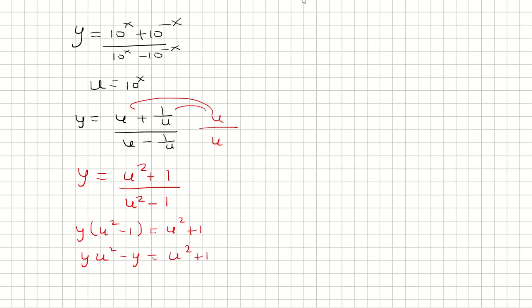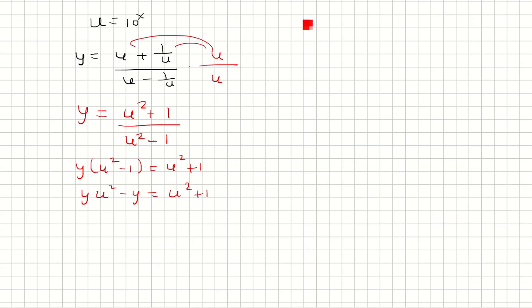Now let's bring the u's on one side. So I'm going to subtract by u squared, and then I'm going to add by y. So I can factor out a u squared to get y minus 1. And then we can divide by that y minus 1. So now we solved for u squared.